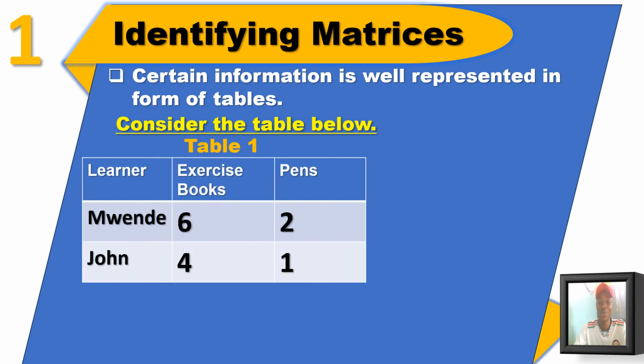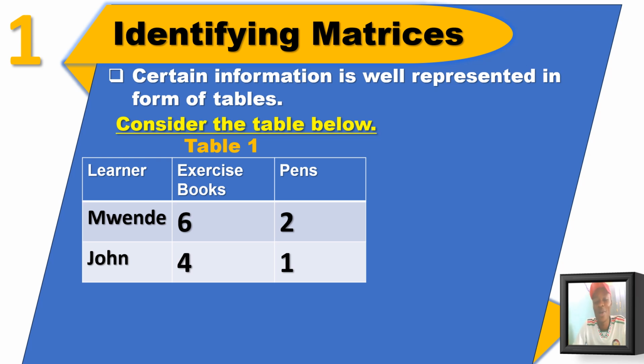We have the information of two learners. The first one is Mwende and the second one is John, and we are looking at the items these learners possess. That is exercise books and pens in a given class. Mwende has 6 books from the table, that's what you can interpret, and she has 2 pens. But John has 4 exercise books and 1 pen.